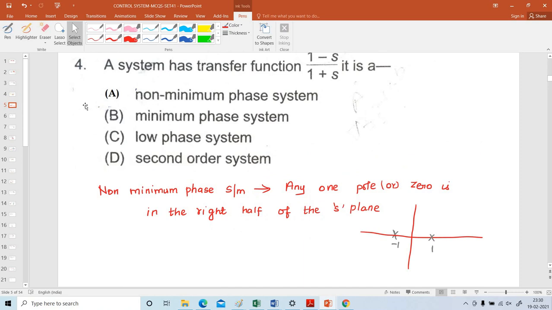Next problem. A system has transfer function 1 minus s by 1 plus s. Is it a non-minimum phase system? In a non-minimum phase system, one of the poles or one of the zeros is in the right half of the S plane. Here the numerator gives a zero at s equal to 1. That is in the right half of the S plane. So this is a non-minimum phase system.